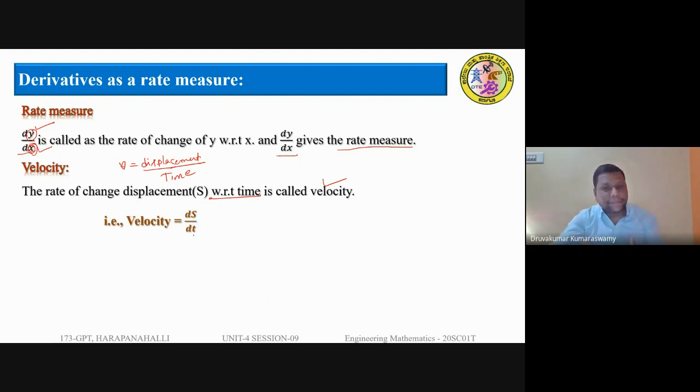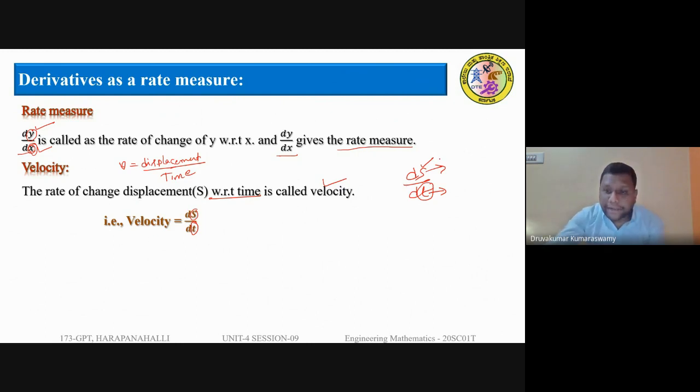ds by dt means the rate of change of displacement with respect to time. How the displacement changes with respect to time is what we call velocity.